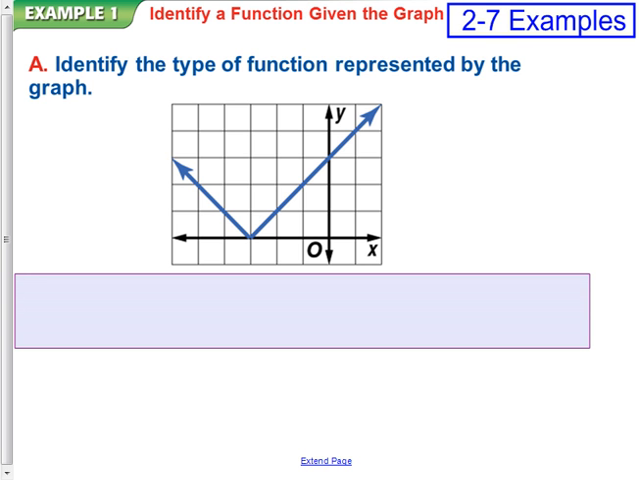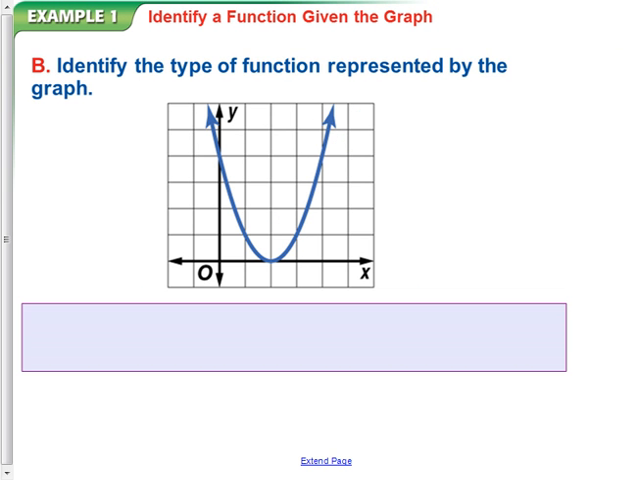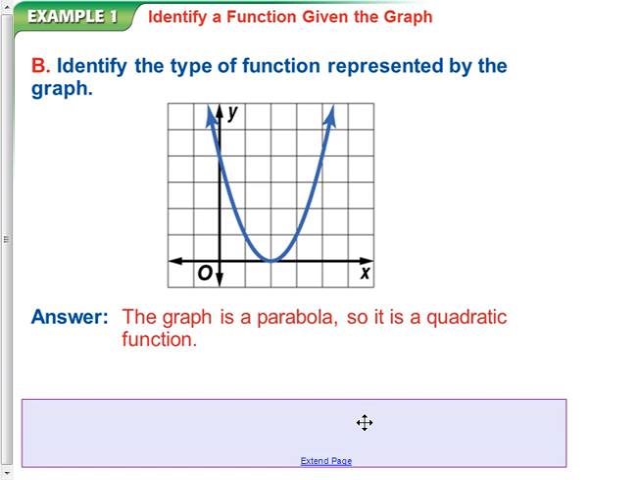So example 1, just make a sketch of this graph. It does not have to be perfect. We're just identifying the type of function that this is. Since this has this V shape to it, this is considered an absolute value function. Example 1b. Alright, this one we're looking at, it's a U-shaped graph. A U-shaped graph means that it's going to have an x squared part of it, and it's also a quadratic. The technical name for this U-shaped graph is a parabola.